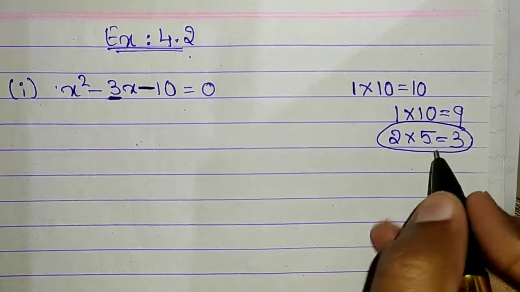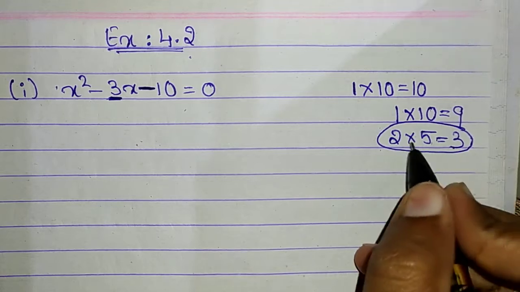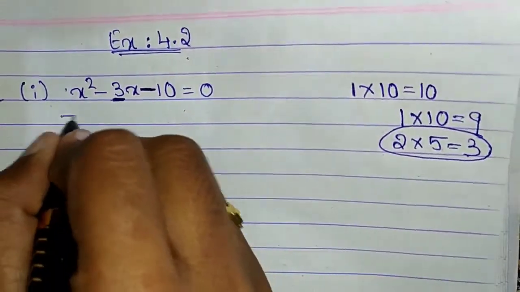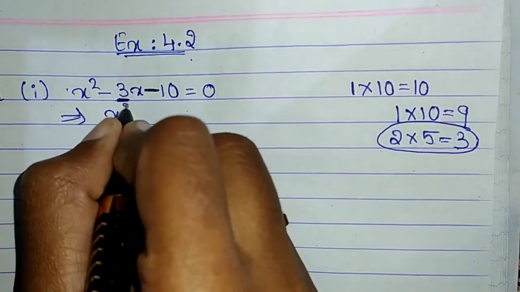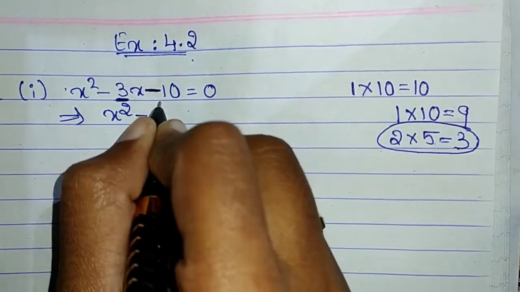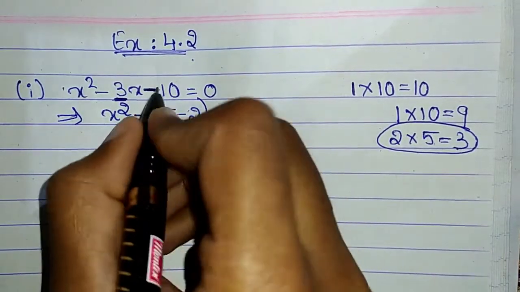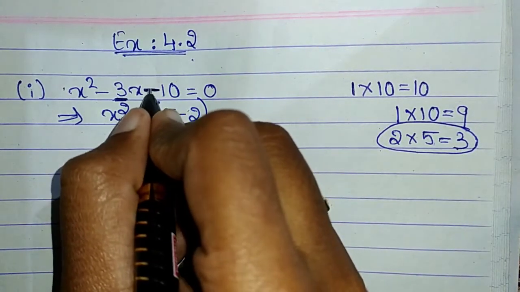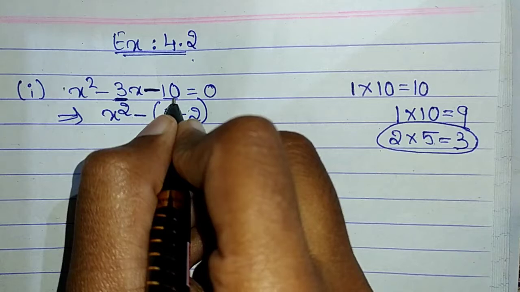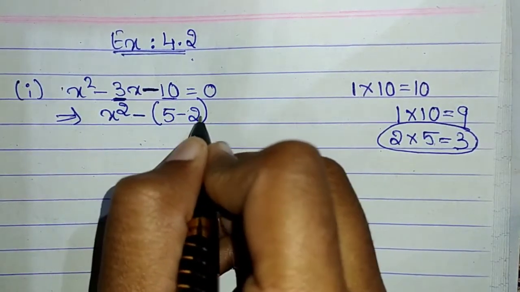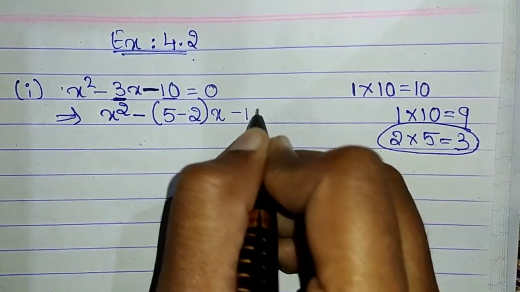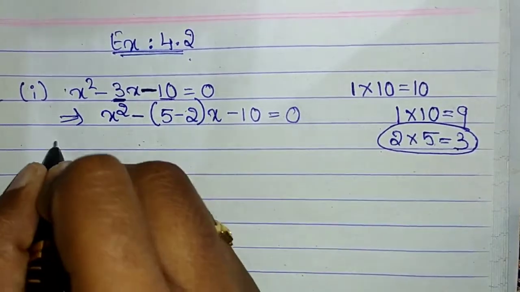So now I will split my middle term 3 in terms of 5 and 2, just like we did before. Rewriting the equation, we get x square minus, outside we can write 5 minus 2. We are subtracting because the sign before the third term of our equation is minus. So 5 minus 2x minus 10 is equal to 0.